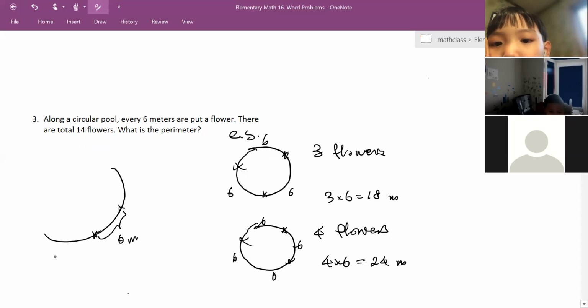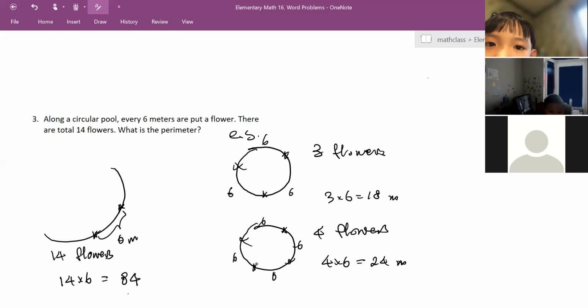So the answer here, if there are 14 flowers, is just 14 times 6, which gives a parameter of 84. I cannot plot 14 flowers around the circle. It's just too many, and harder to do. But I can do that if we are given 3 flowers or 4 flowers. I can figure out the parameter based on the information.